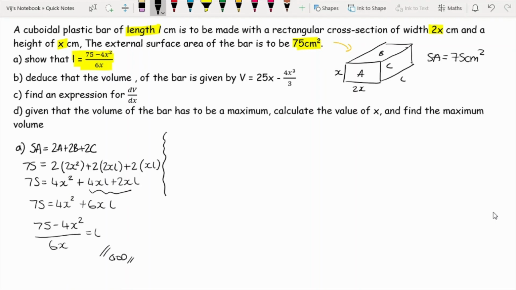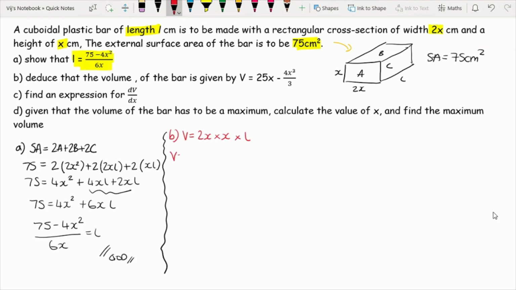Moving on to our second part, it says deduce that the volume of the bar is represented by V equals 25x minus 4x cubed over 3. Now for part B, the volume, let's start by getting a different colour. The volume of this bar is going to be equal to 2x times x times L, because all we need to do is multiply the 3 dimensions of the cuboid.